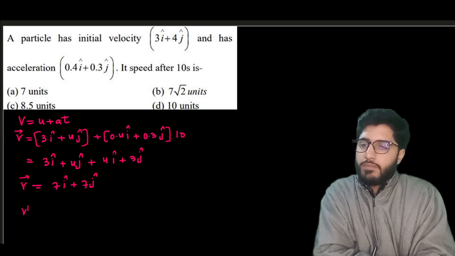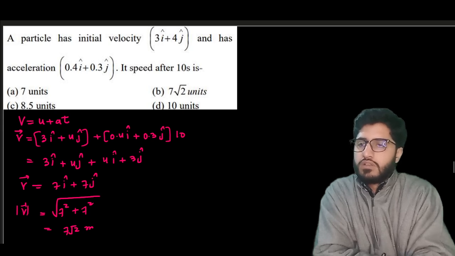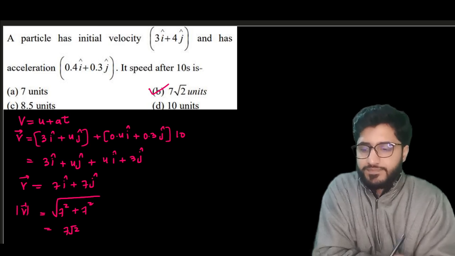So what would be its magnitude now? It will be root of 7 square plus 7 square. I guess it is 7 root 2 meters. It is units, right? 7 root 2. And I guess option number B, 7 root 2, is my correct answer.